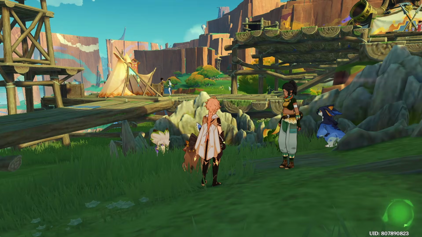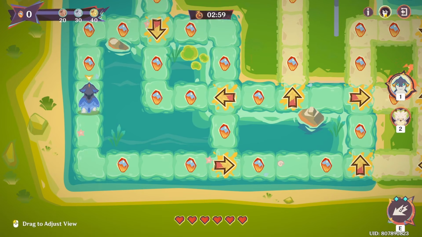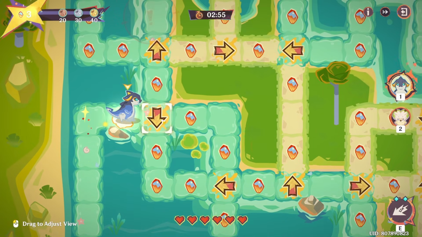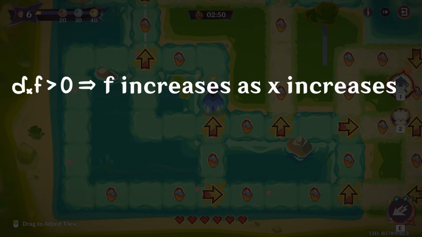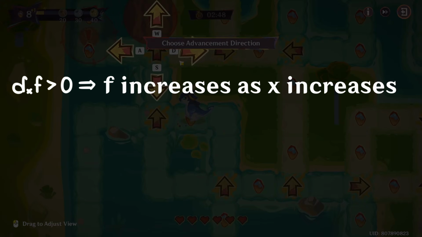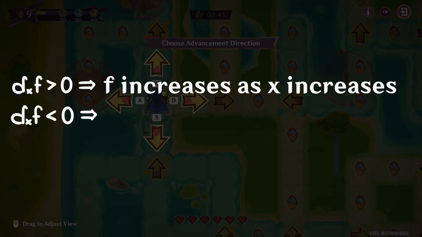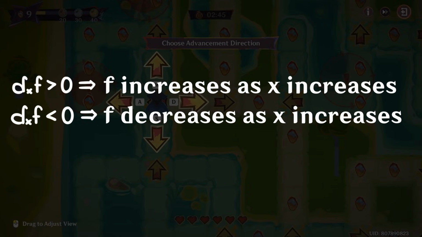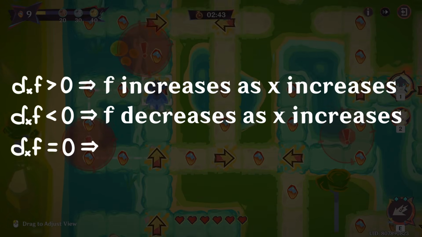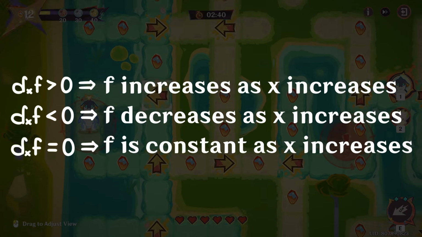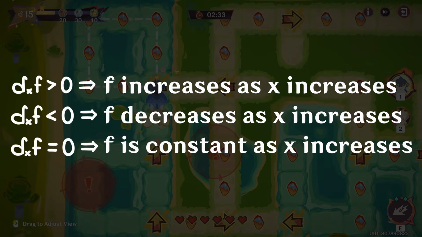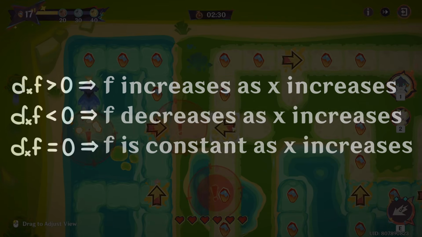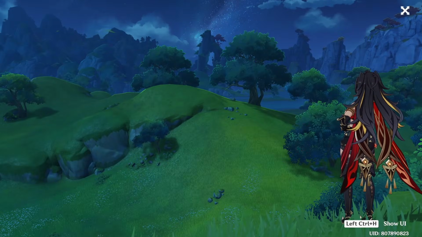Earlier I mentioned that derivatives can measure the rate of change in a function with respect to a change in a variable. In this interpretation, it means that when the derivative has a positive value, the function will be increasing along that direction, but if the derivative is negative, it will be decreasing. But there's also the case where the derivative is 0. This implies that the function wouldn't be increasing or decreasing, so it must be constant. Let's say we are approaching a hilltop.